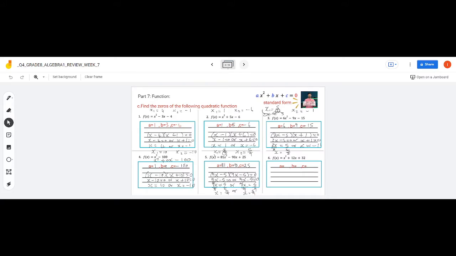Right, and for the last one we check and make sure that it's in standard form, which it is. So a is 1, our b is 12, and our c is 32. We open up our two brackets, we put it equal to 0, we use our calculator, and we put in our 1 for a, our b is 12, and our c is 32.